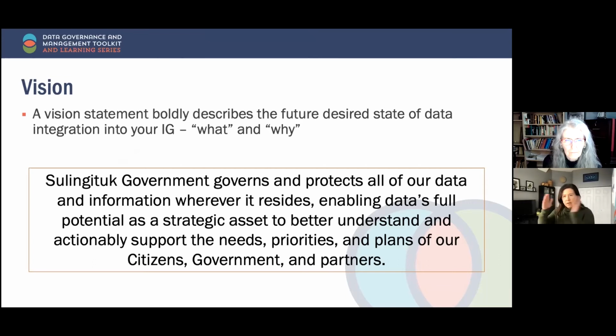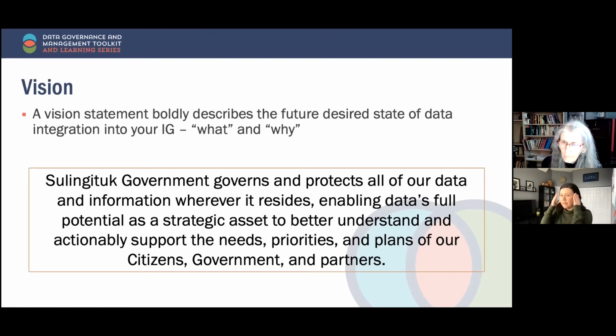Okay, so now we're going to move through that beautiful fan you saw there, starting with vision. The vision describes, in a very bold and aspirational way, what your government would like to see in terms of data integrated within your IG. I have a bit of a personal struggle with thinking about a vision statement for data specifically, because often we as governments, and Gwen Phillips talked a lot about this in the first webinar, have a bold vision for our whole government and our whole citizenry. This is almost attached to that, but it's very specific to what you aim to do with data.